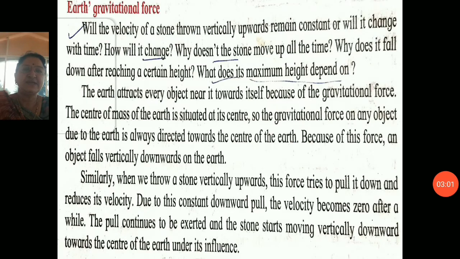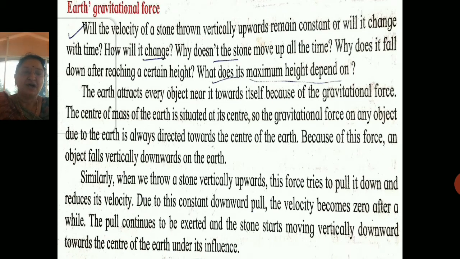Now next topic, that is Earth's gravitational force. Now there is a question: will the velocity of a stone thrown vertically upward remain constant, or will it change with time? How will it change? Why does the stone not move up all the time, and why does it fall down after reaching a certain height? What does its maximum height depend on?